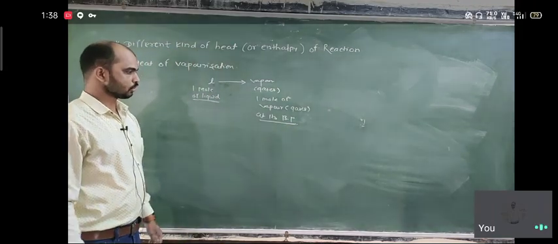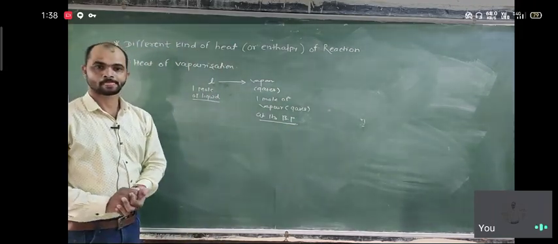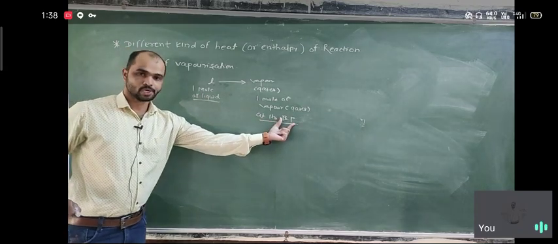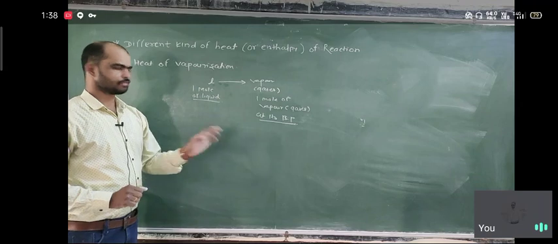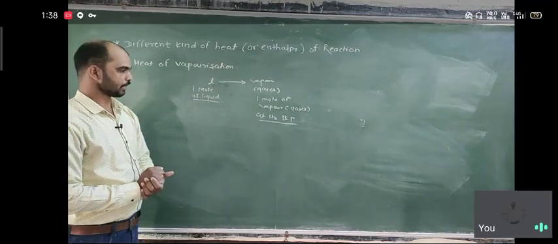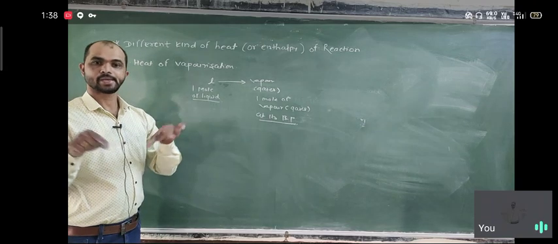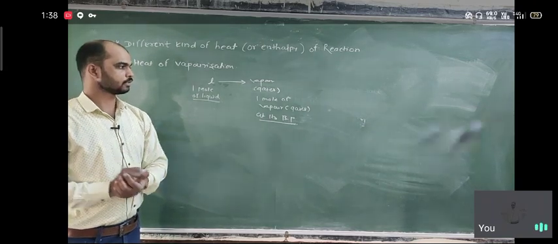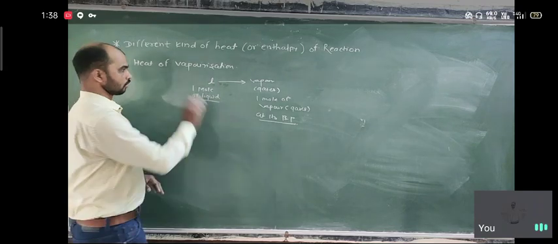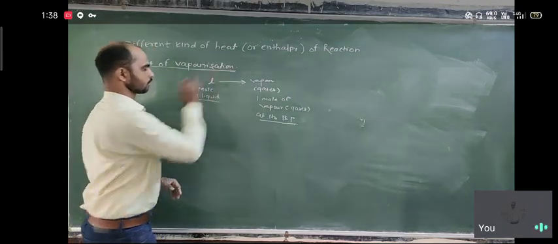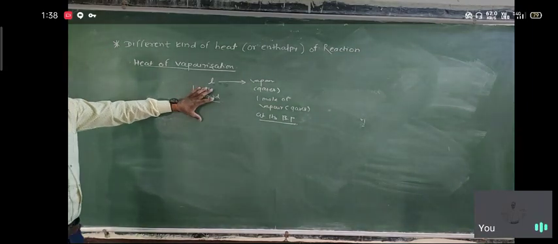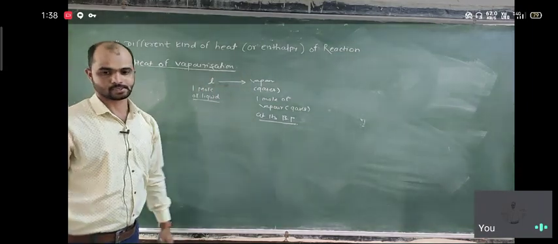Okay, so boiling point means what? You should know the definition of boiling point and melting point. It is for your homework. Write down the definition of boiling point and melting point. You can write on a page and submit in Google Classroom. So it is the heat of vaporization: the heat change when 1 mole of liquid substance converts into gaseous state.